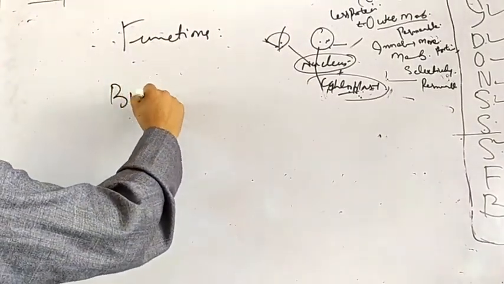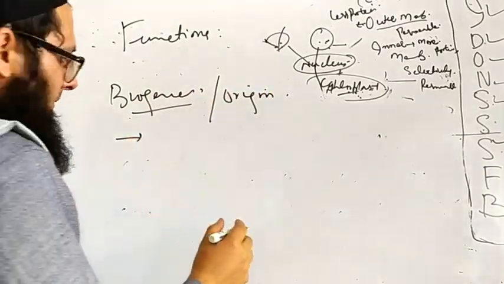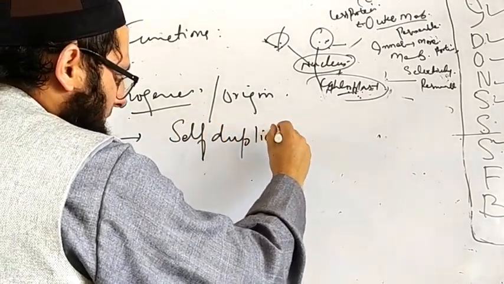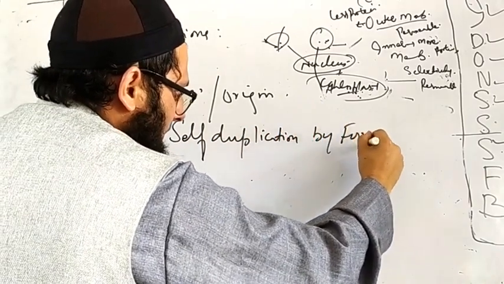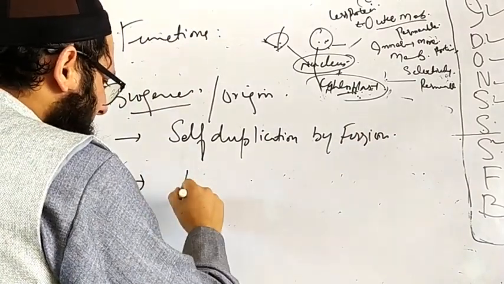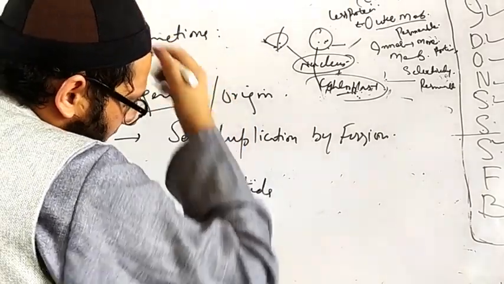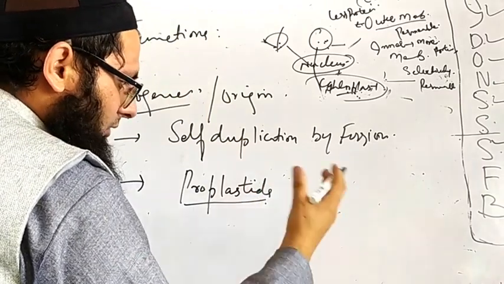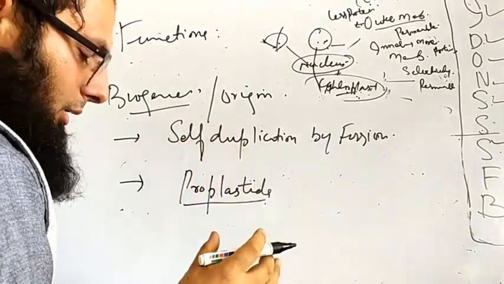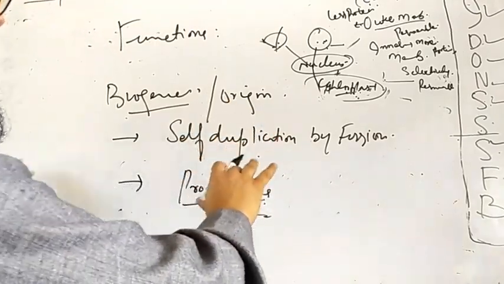So the biogenesis, or the origin: they are self-duplicating by fission. So new chloroplasts arise from pre-existing ones, and second, they can arise from proplastids. These are the precursors of the chloroplast, and of all the plastids present in meristematic tissue. This is all about the origin and biogenesis.